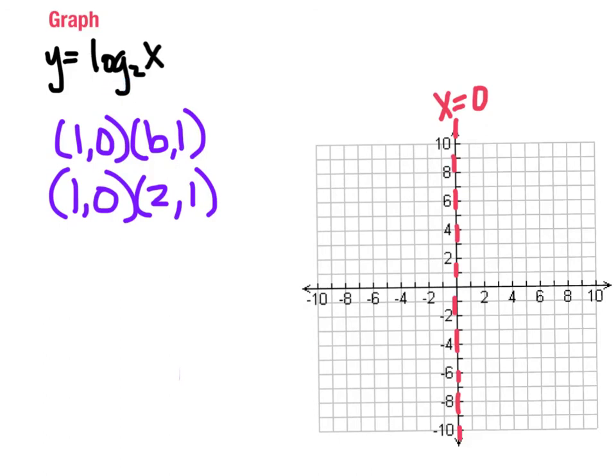Okay, so let's plot our points. 1, 0. Now, if you don't have a nice graph, you could just plot that and label it 1, 0, 2, 1. And I'm going to draw my curve through. I know it's increasing.